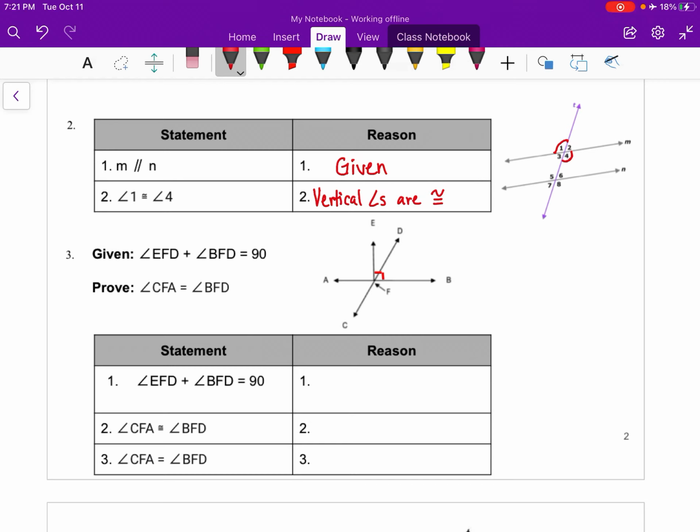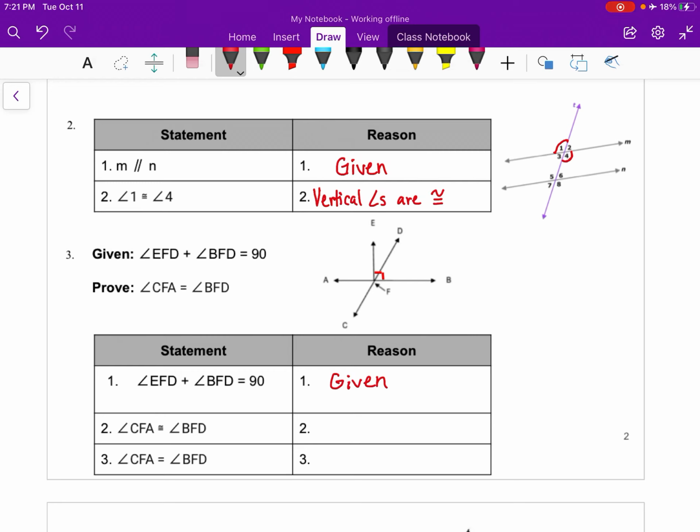For this third proof, we're given the fact that angle EFD plus angle BFD is equal to 90 degrees. What we're trying to do here is prove that angle CFA is equal to angle BFD. So as per usual, we're going to start with the given. Given always goes first. That's a no-brainer.